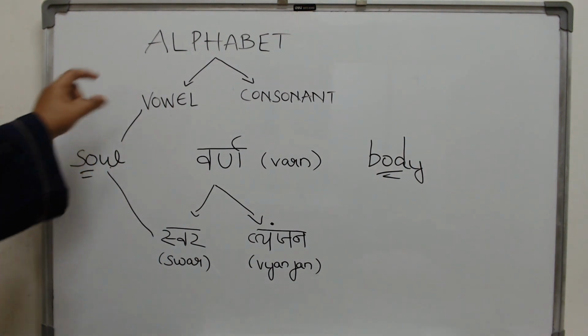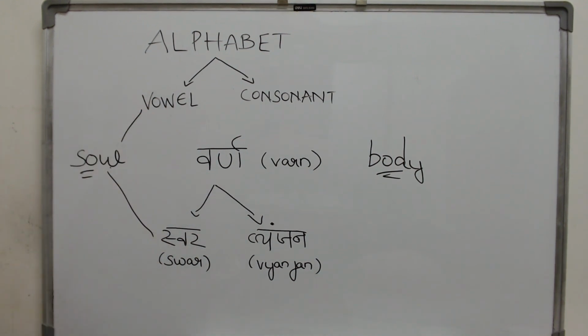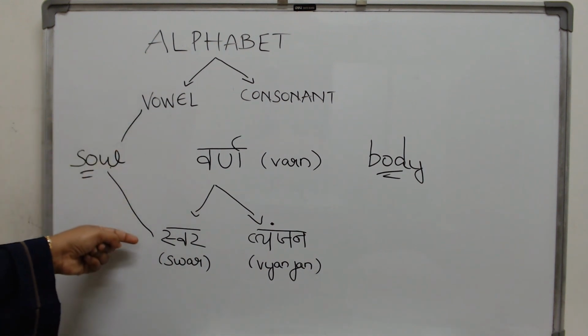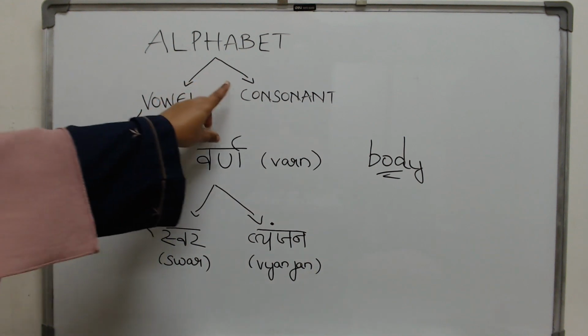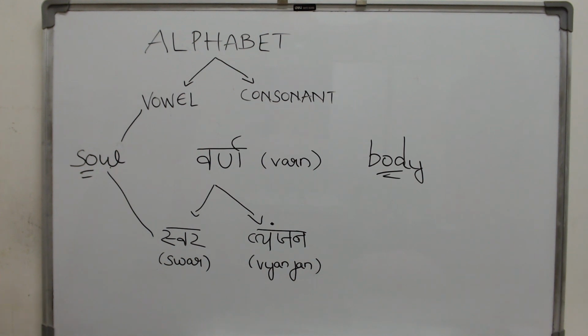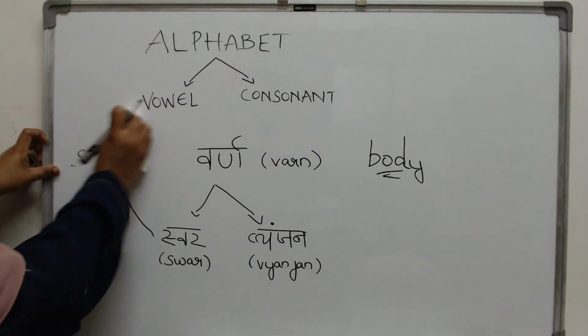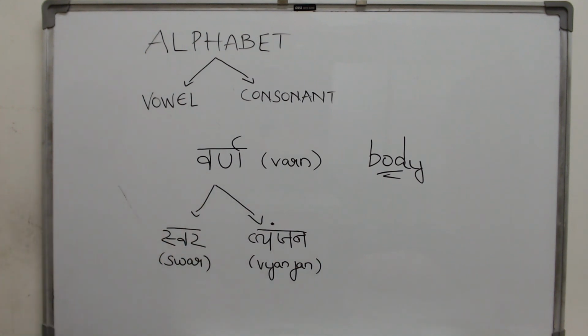What does that mean? To pronounce a vowel or a swar, you do not need any external help. When you are pronouncing a vowel or a swar, the air is not blocked by your throat, by your nose, or it does not pass through your teeth. Even a baby can make the noises a, e, u. But when it comes to the consonants or the vyanjan, they cannot be pronounced independently. If you want to pronounce a consonant, you need the help of a vowel. Similarly, in Hindi, if you want to pronounce a vyanjan, you need the help of a swar.